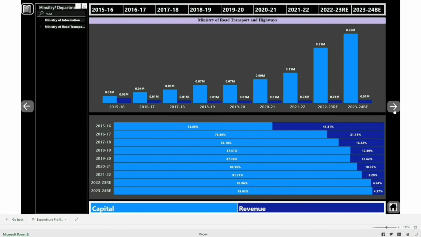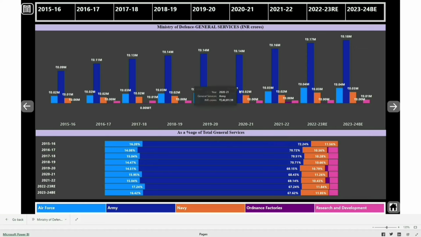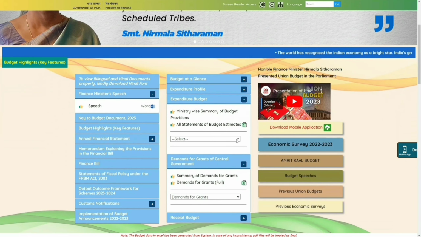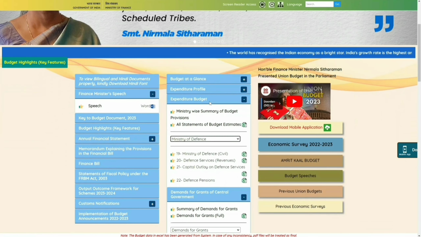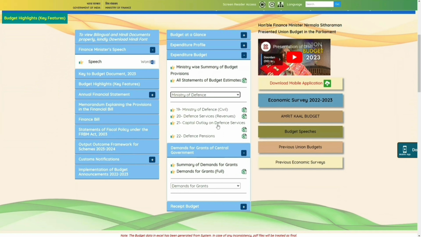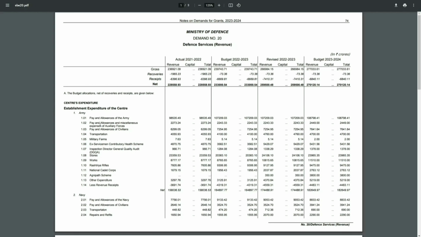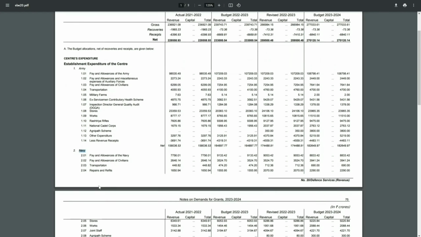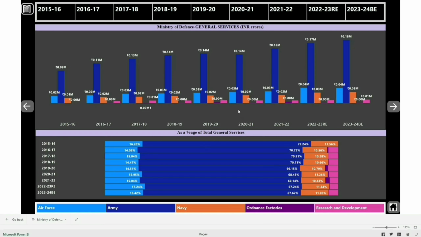So moving forward, okay, for this we have to visit the website again. You have to go down a bit here, select any ministry. Let's say we select Ministry of Defense and click on any of the reports. Let's say Defense Services Revenues. So here you can see the breakdown for the same, right? You can see Army expenses, Navy expenses, and Air Force expenses. So this is what this chart helps you to understand, right? So here you can clearly see that Army expenses happen to be the biggest category of expenses under the Ministry of Defense, General Services or Revenue expenses.